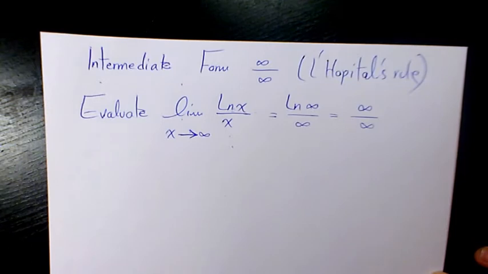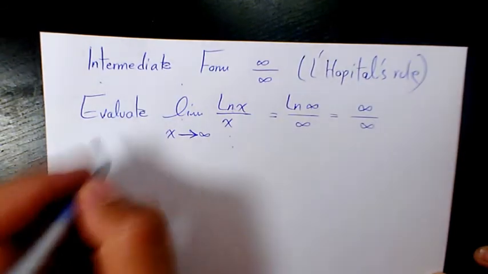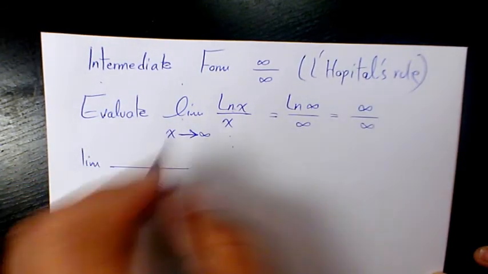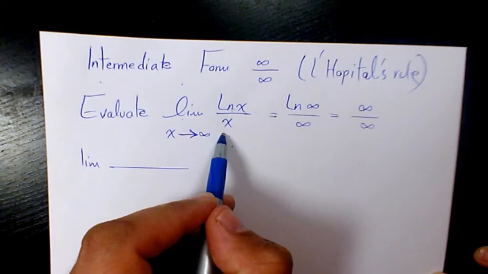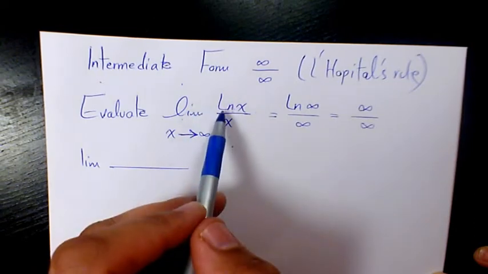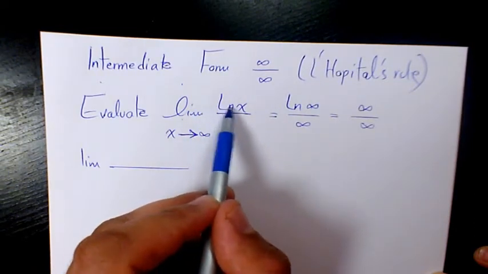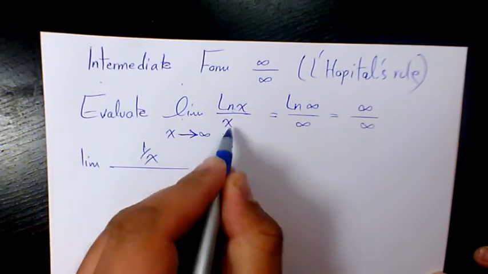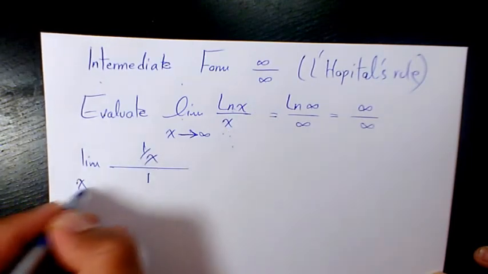Since we are dealing with infinity over infinity, we need to use L'Hopital's rule. L'Hopital's rule says that you need to find the derivative of the numerator and also the derivative of the denominator. The derivative of the numerator ln x is 1 over x, and the derivative of x is 1, when x is approaching infinity.